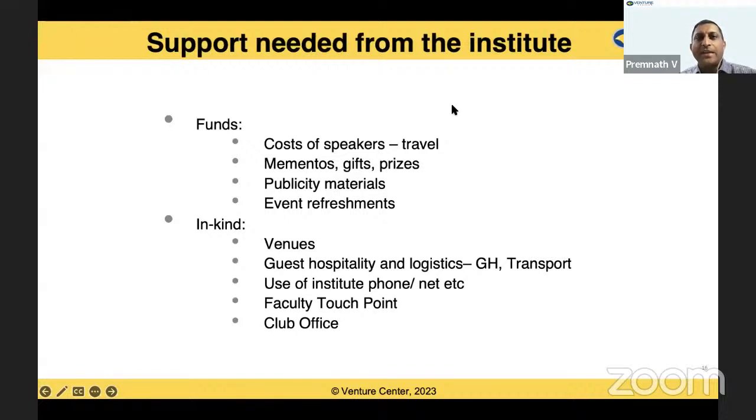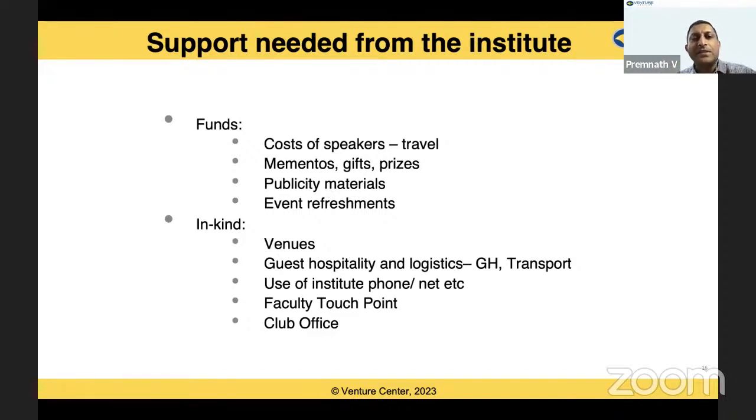There's also some support needed from the institute, and the club has to tie it up. This is sometimes informal, but sometimes formally approved by the director or vice chancellor. You might need some funds for, say, costs of speakers, some travel costs, mementos, gifts, prizes, publicity materials, event refreshments, and so on and so forth. Now, in the very beginning, when you're starting, you may not have external funders, in which case you might need to raise this money from internal sources from the university itself.